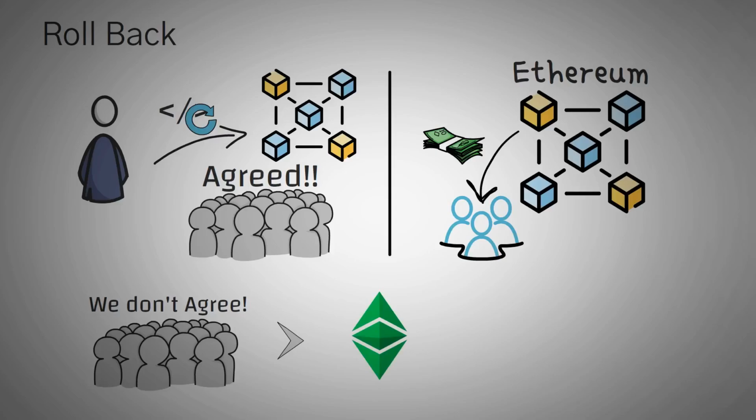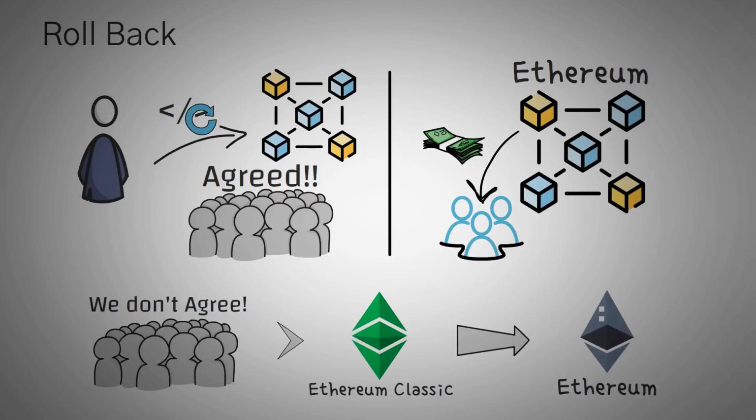So now we have two blockchains. The original unchanged one called Ethereum Classic and the new one that we just call Ethereum. This was a fork in the road for both blockchains. Speaking of that, there are two types of forks. Soft forks and hard forks.